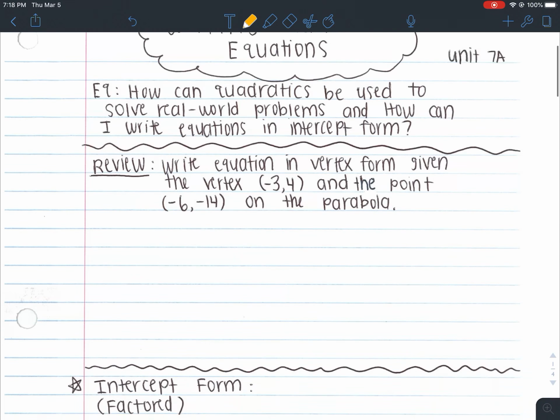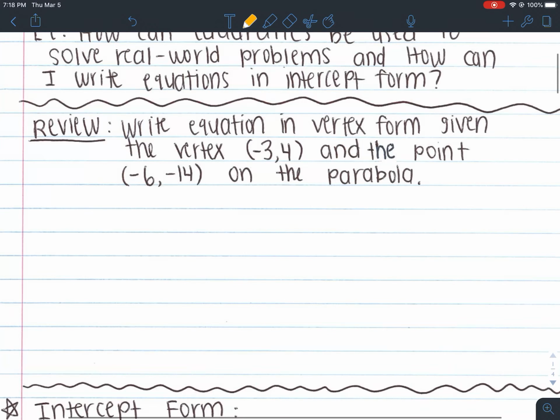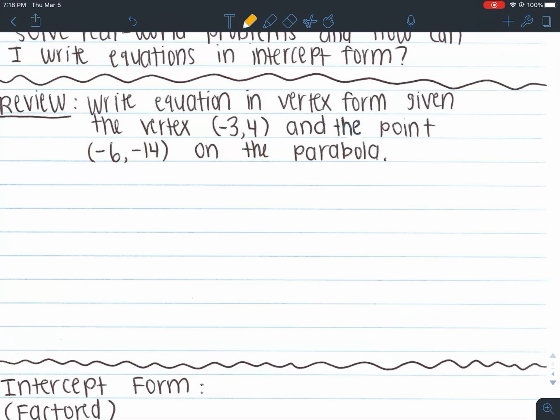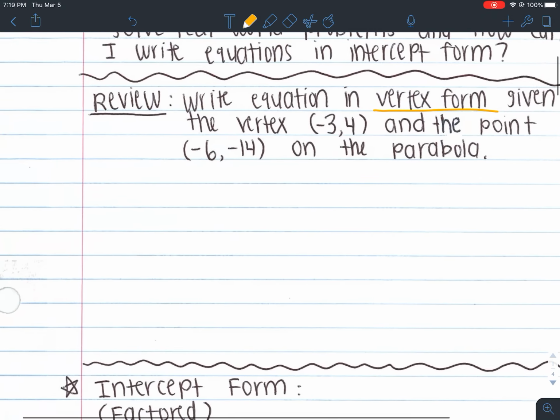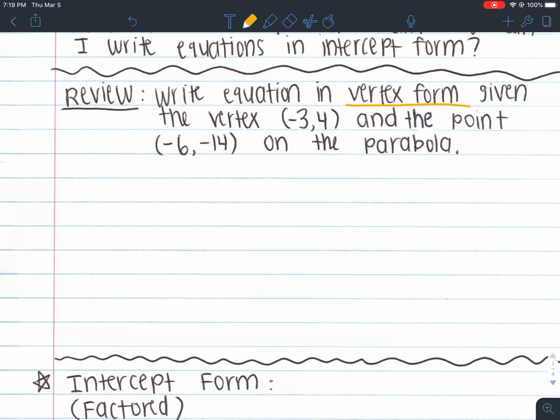Before we get into any of that, we're going to review a little bit because we're going to need the review skill in order to write the equations. Not solve the equations, just write them. So we're going to review a concept that we learned when we were learning how to write equations in vertex form. We're asked to write an equation in vertex form given the vertex (-3, 4) and the point (-6, -14) on the parabola.